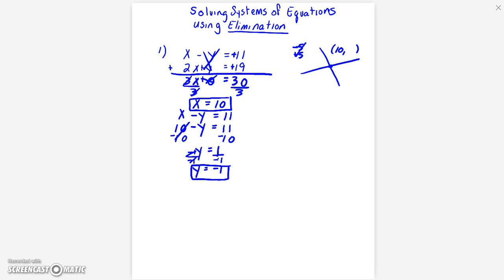So now we can go back. Remember how I like to have you guys check these things. Now we can go back and check and make sure that's correct. So I'm going to substitute x and y back into both equations. So I have 10 minus negative 1. Okay, and the second equation is 2 times 10 plus negative 1.